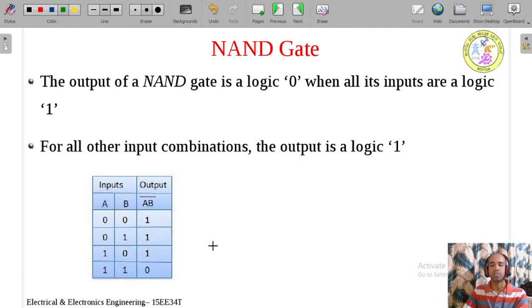So how to remember? Once again I will tell you. In case of AND gate, when both the inputs are 1 1, then only the output is 1. But it is the NAND gate, so you need to complement that one. What is the complement of 1? It is nothing but 0.